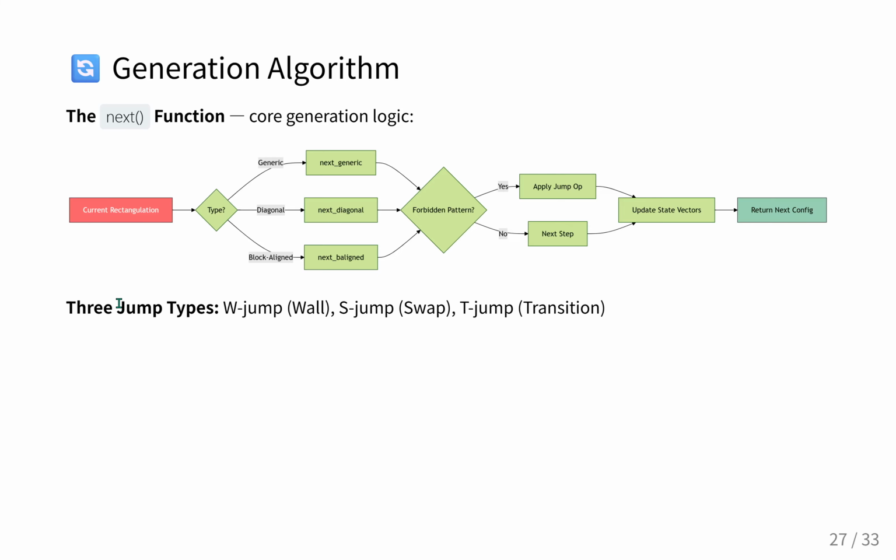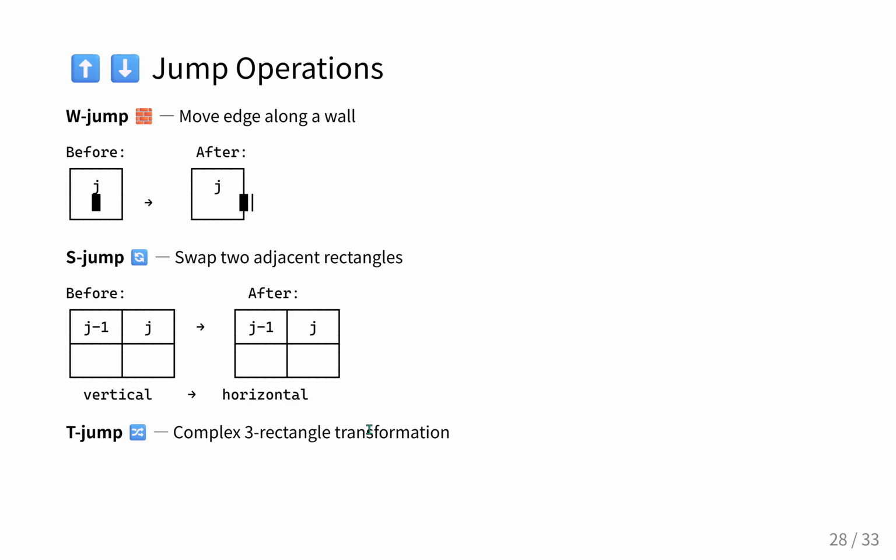First, there are W jumps. This involves taking an internal wall segment and sliding it along a perpendicular wall to a new position. So just sliding a dividing wall down the hallway, basically. Right. Then there are S jumps, which involve swapping two adjacent rectangles. You aren't moving the outer boundary of the two rooms, you are simply shifting the internal wall that divides them so their orientations flip. Okay, got it.